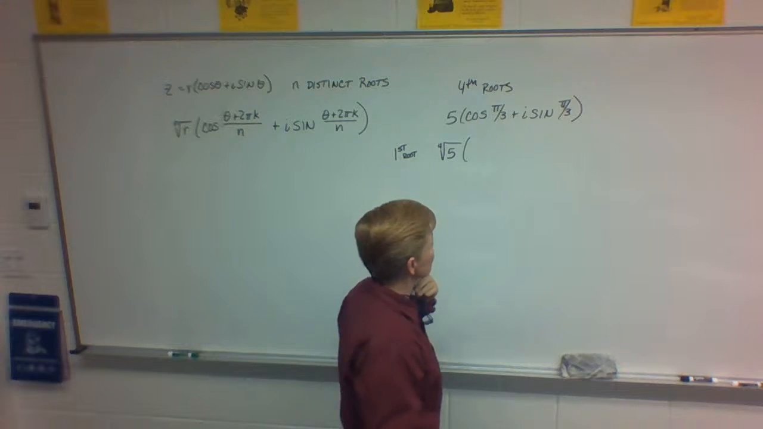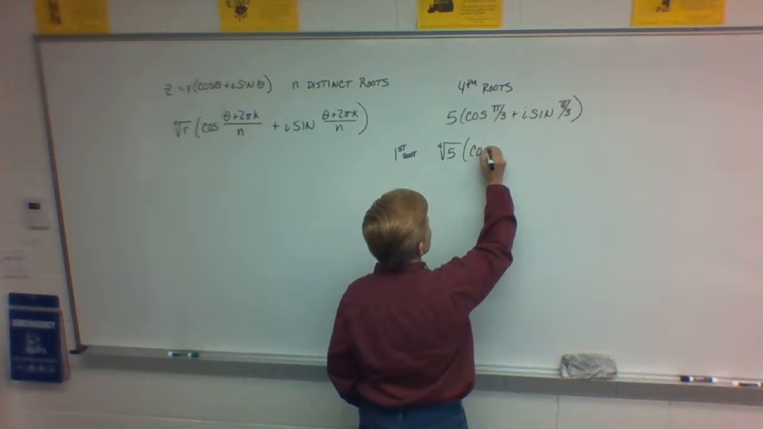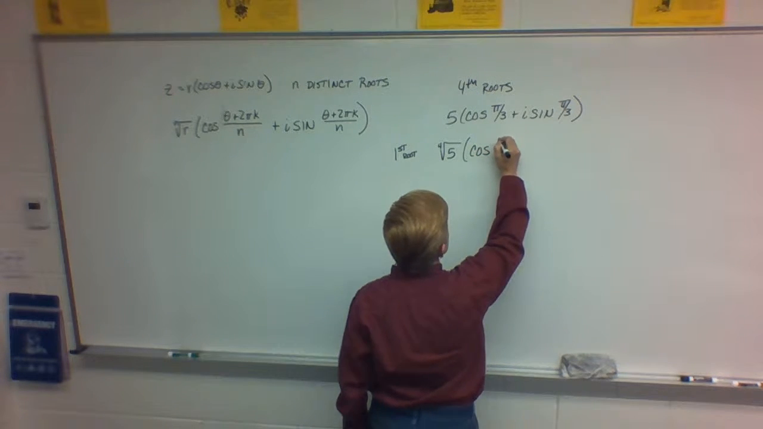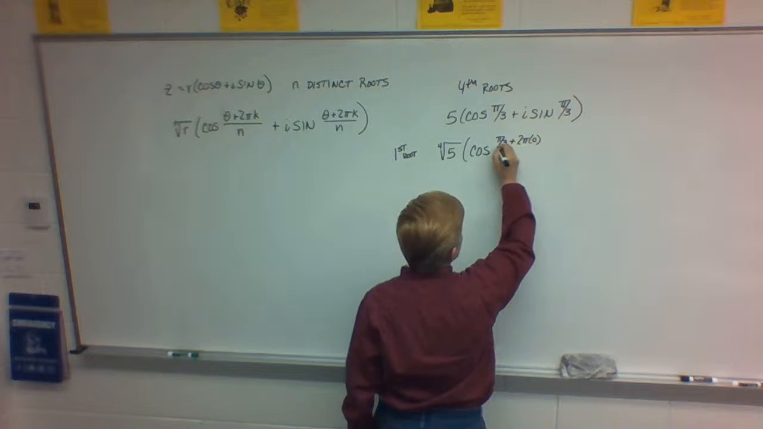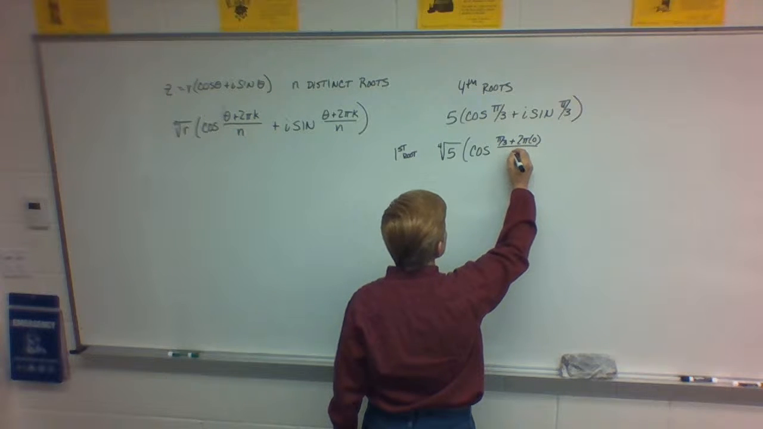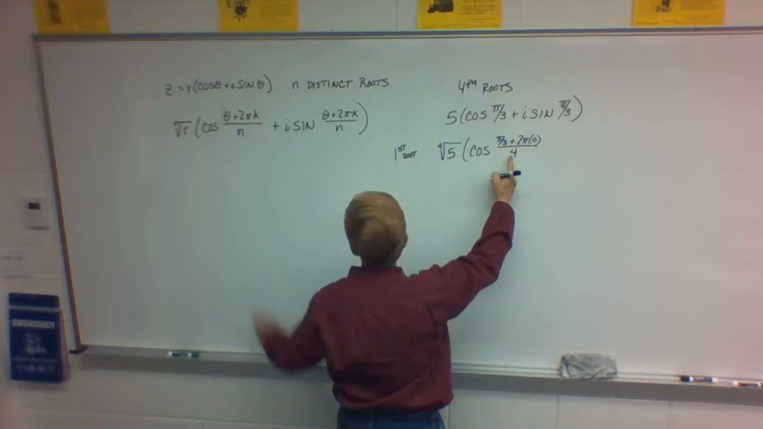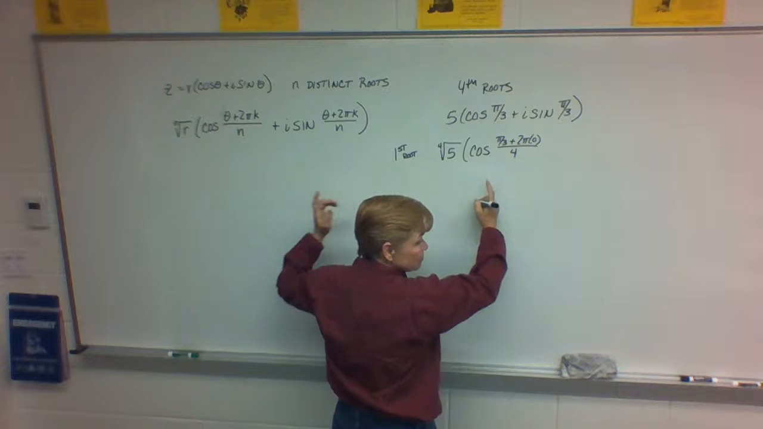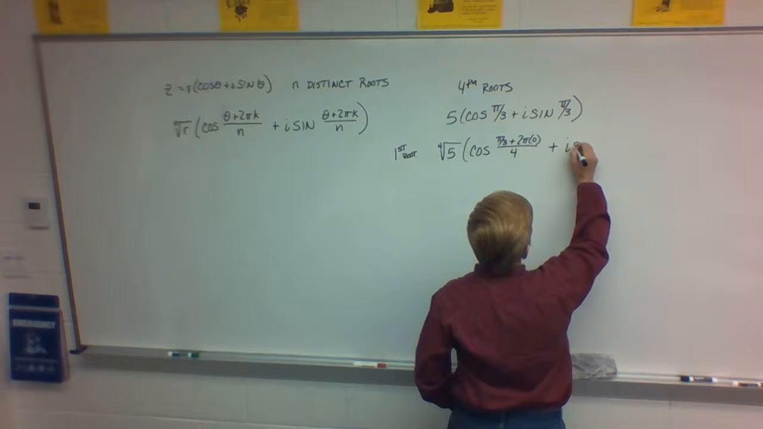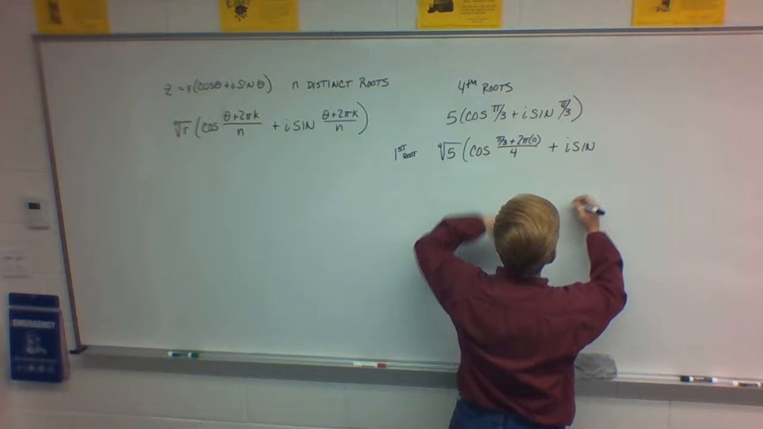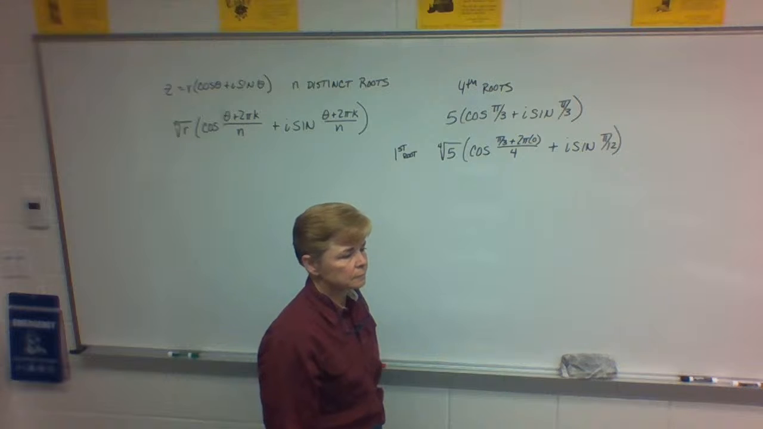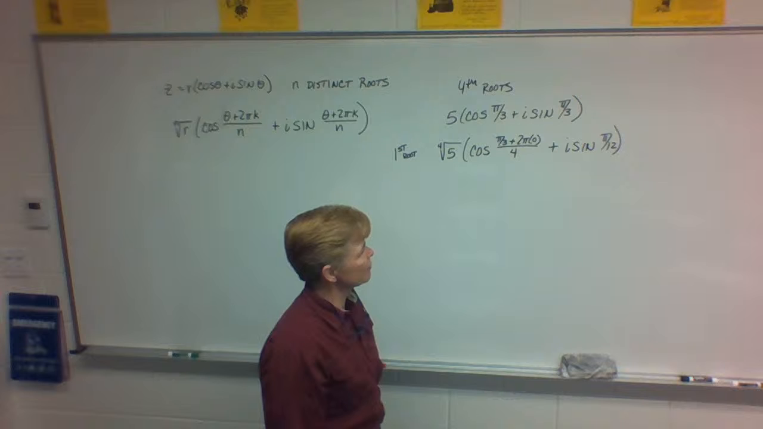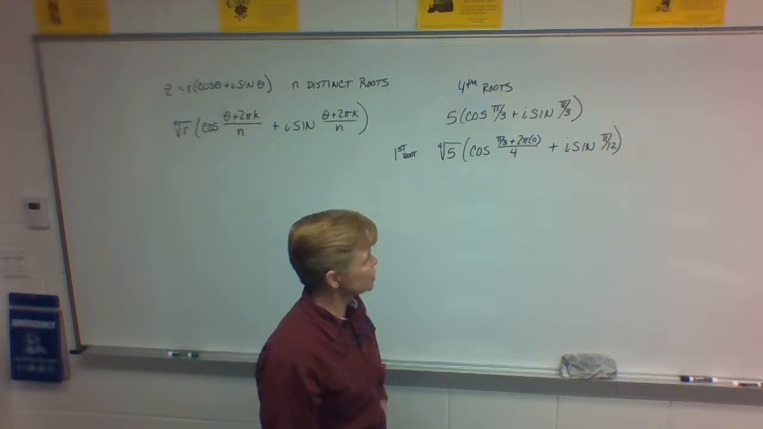And that would be the cosine of, if I'm following this exactly, pi thirds plus 2 pi times 0. I'm just following the recipe exactly. I realize you can do that in your head. Over 4, because that's n. See the n? You follow them? Plus I sine, and I'm not going to write all that out. I'm going to simplify this as I go. It's pi thirds plus nothing divided by 4. Pi thirds divided by 4 is pi 12ths. So this is really pi 12ths.